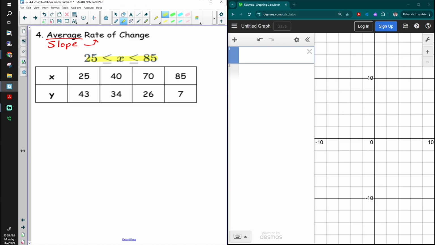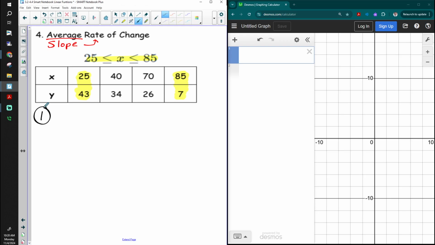In the second table, we picked 2 points. Can we just pick any 2 points in this? What is our first point we have to pick? 25, 43, right here. That's my X, that's my Y. That's where I'm starting, 25. I'm ending at 85, 7. I have to use those 2 points. So my first step is not to just pick any 2 points.